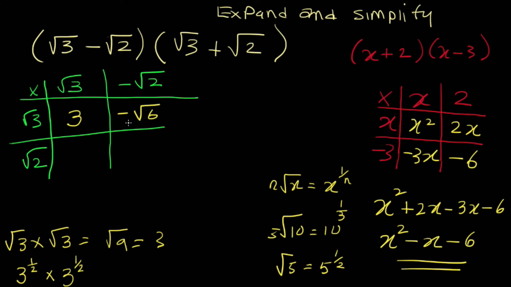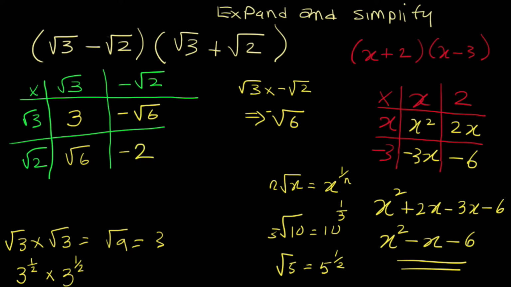Well done. Minus root 6, because root 3 times minus root 2, we can put those two values underneath the root, minus root 6. All right, what goes here? And what goes there? Minus 2. Think about it. Minus 2. Yeah, well done.